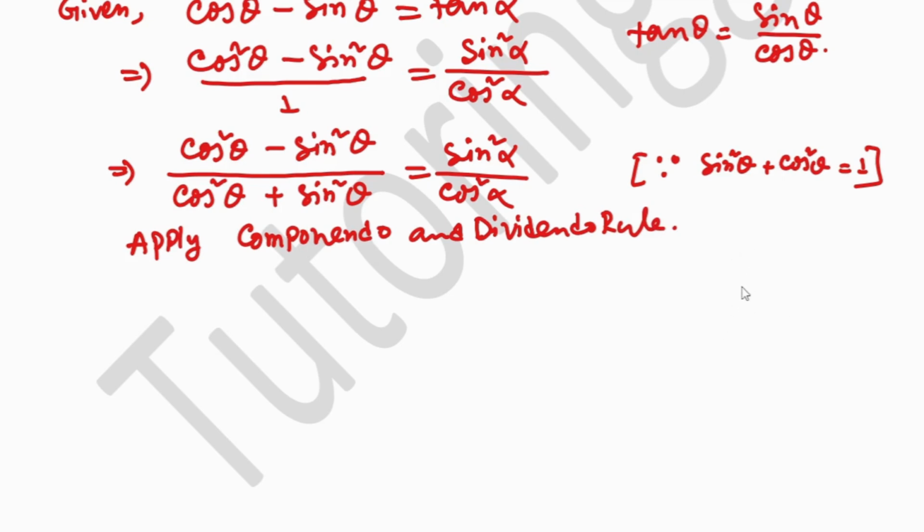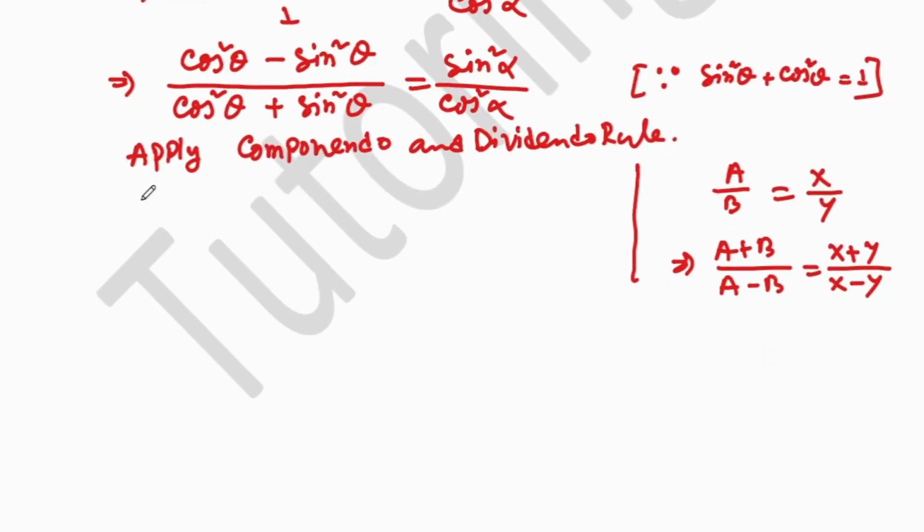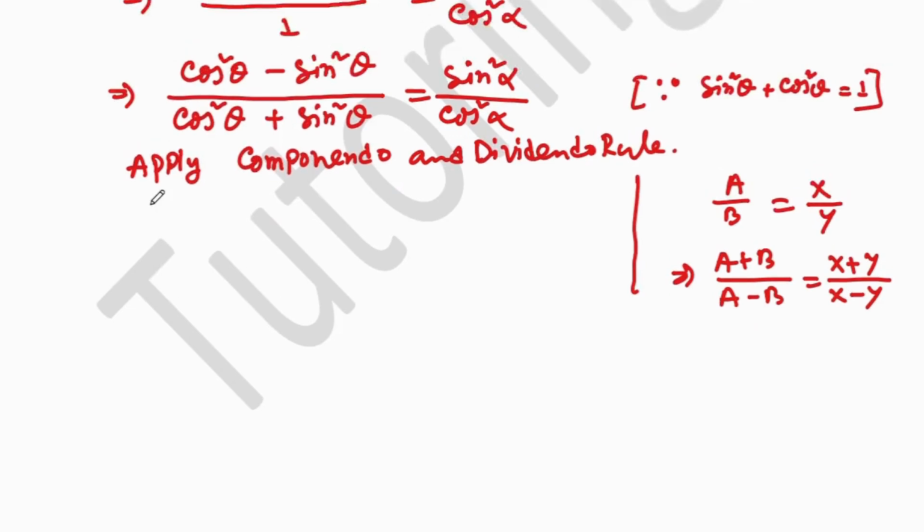In the ratio and proportion topic, we can write: if a by b is equal to x by y, then applying the componendo and dividendo rule, we can write a plus b divided by a minus b is equal to x plus y divided by x minus y. So this is the componendo dividendo rule. Apply this rule in the equation.